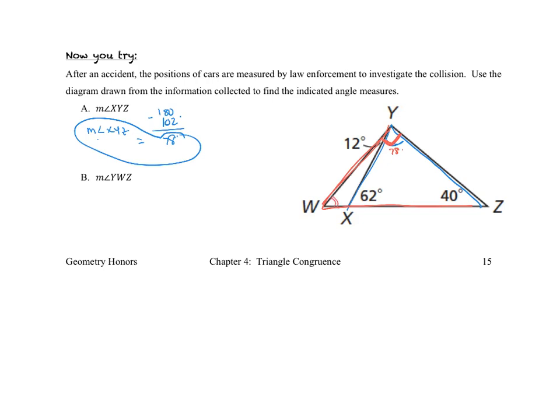Remember our middle letter is the angle that we're looking for. So we're looking at angle W here. And so we've used 90 and 40 so far. 90 and 40 add up to 130 degrees. We're now going to subtract that from 180. And we should get 50 degrees for measure of angle YWZ, or measure of angle W.